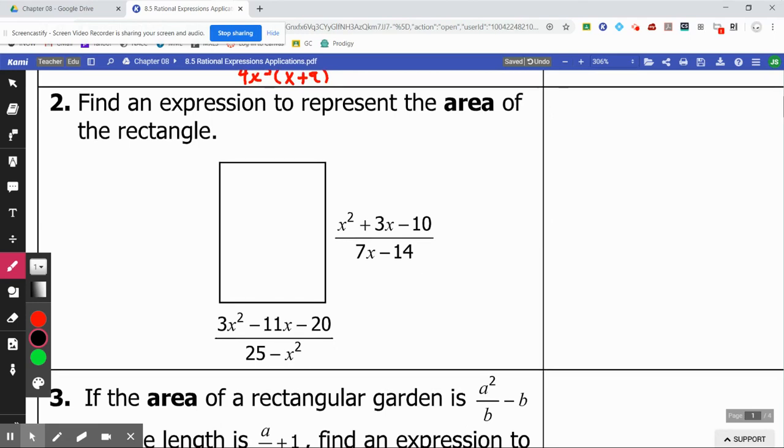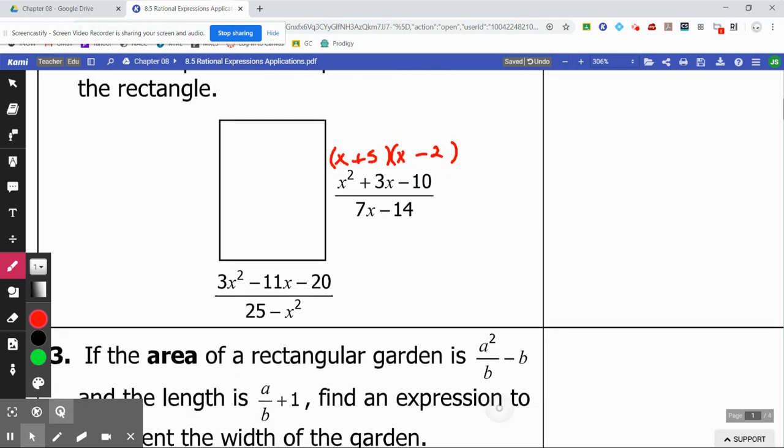Number 2, find the area of this expression. Again, just length times width. Let's factor each of these, 2 sets of parentheses. X and x, adds, multiplies is a +5, -2. On bottom, simply factor out the 7. You're left with x minus 2.